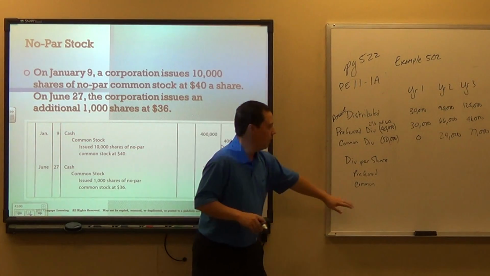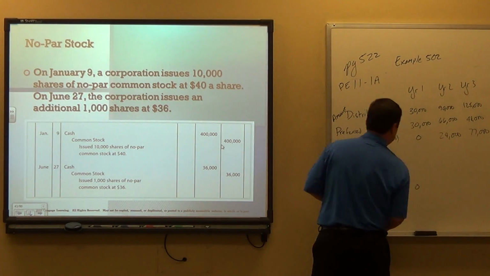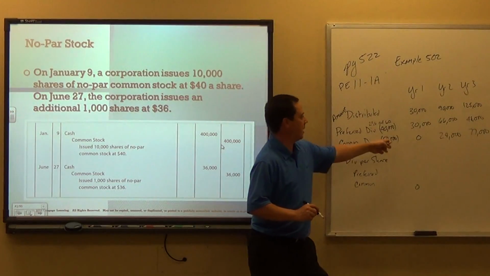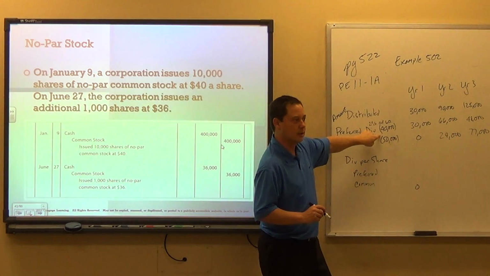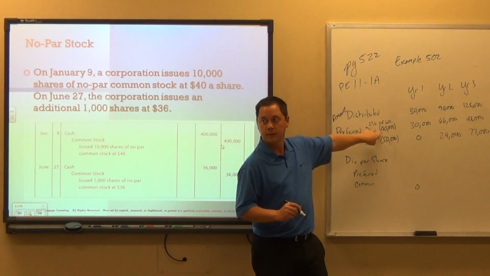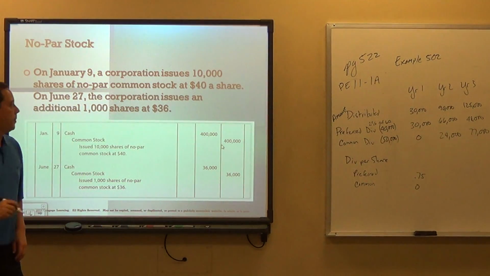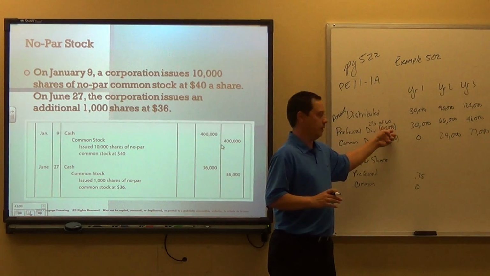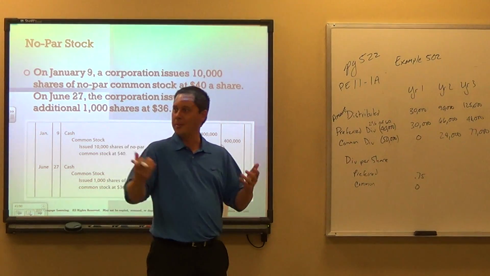Now I've got to figure out the bottom here. What that basically means is, how much does each shareholder get of that? Obviously the common is zero in year one, because nobody gets anything there. For the preferred, I'm going to take the $30,000 divided by how many shares I have out there, which is 40,000. That's 75 cents. That's what they're going to get, because I'm paying 30,000 out, but I have 40,000 shares. So they each get 75 cents, and depending on how many shares you have, that's how much you get.